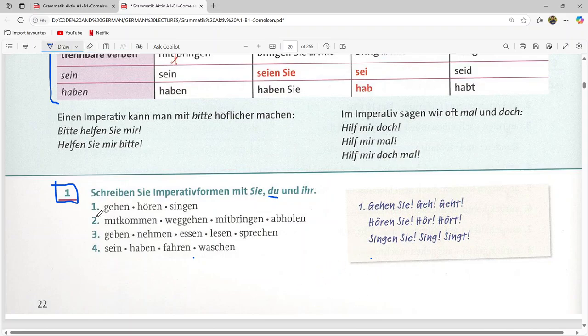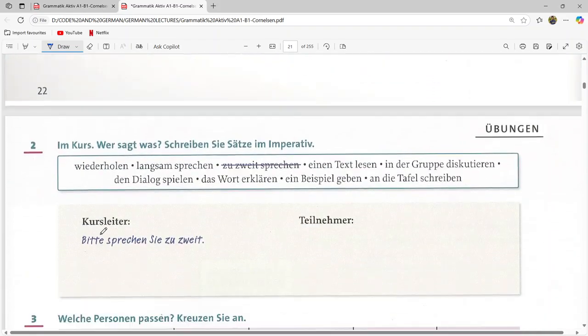So the verb gehen means to go. So if you formally say to someone to go somewhere, gehen Sie. Hören to hear, singen to sing, mitkommen to come with, weggehen to go away. Okay, mitbringen to bring with, pick up, give, take, eat, read, speak, to be, have, to ride, to wash. Okay, so in this way I think we can all know the imperative form of the verbs. Okay, so this one is done.